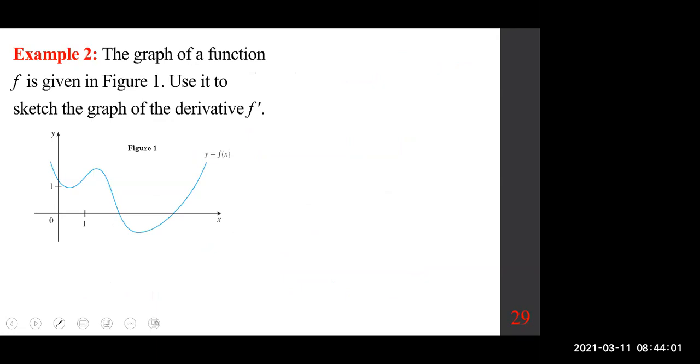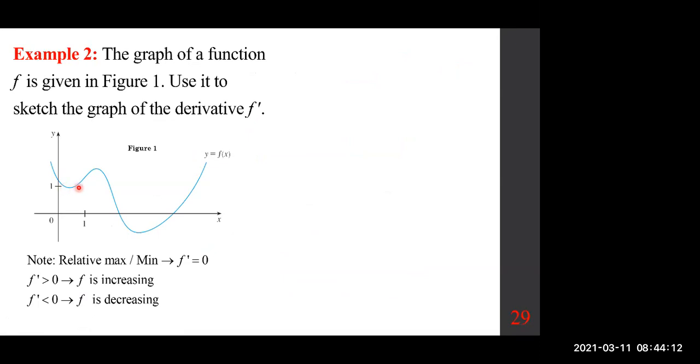The graph is given, and we want to use it to sketch the graph of the derivative. There are a few things to remember. Okay. Number one, look at these important parts. Those are peaks and valleys, and they correspond to relative extrema, relative max, relative min, where f prime is 0. Okay. Now, this portion is decreasing. So f prime is negative, increasing positive, decreasing, and so on. So when f prime is positive, f is increasing. When it's negative, it's decreasing. Think of it as a line with a positive slope here and a line with a negative slope here.